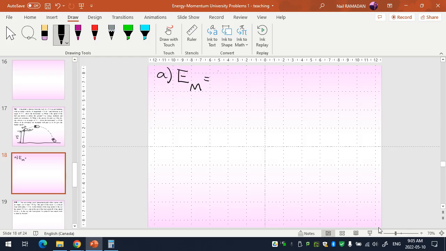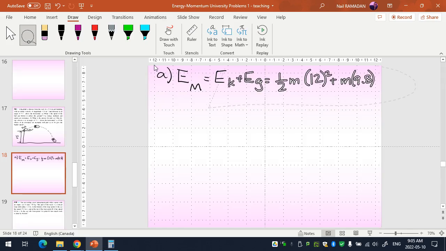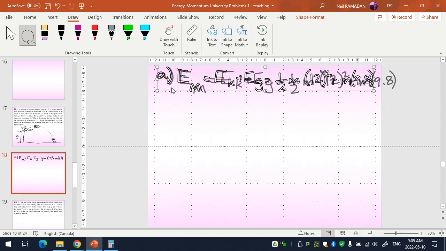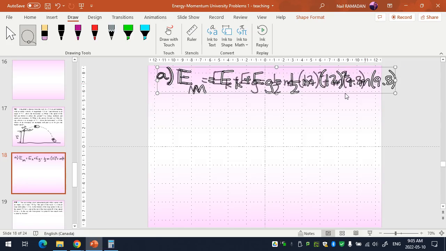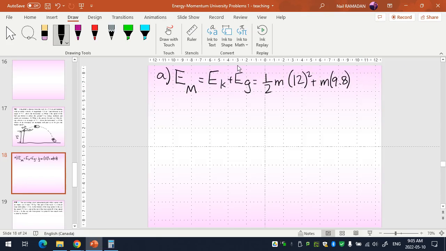So EM is defined to be what? EK plus. You got it. Keep going. Half M. Okay. What's the speed? Might as well just plug in the numbers that we know. 12 plus M, 9.8. And what's the initial height? 22. Yeah, 22. You're right. Oh, my bad. There we go. 22. Equals.